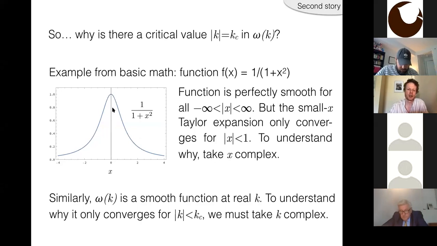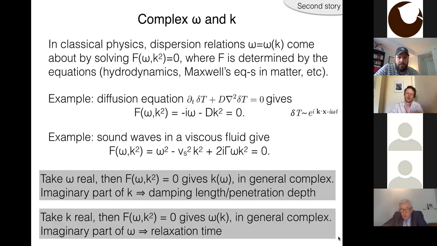Okay? Now you look at this function, it is perfectly smooth. x equal to 1 is here. The function is perfectly smooth, but the Taylor series only converges when x is less than 1. So why is that? The reason, of course, is that you need to take x complex. And when you take x complex, then you see that this function, even though it's perfectly smooth when x is real, it actually is singular when x is imaginary. So this gives you the finite radius of convergence. And so the same thing happens in fluid dynamics. Your dispersion relations, the frequency of your wave as a function of the wave vector, is a smooth function for real wave vectors. And to understand why they only converge within a finite domain, you must take your wave vector complex. So let's talk about complex frequency and momenta, wave vectors here.